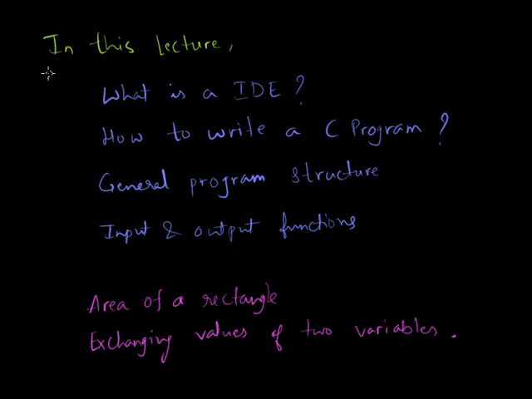In this lecture we are going to learn what an IDE is. We are going to learn how to write a C program. Then we are going to look at the general structure of a C program and the input-output functions, how to use them in C programs. And the following programs which we are going to look at are the area of a rectangle and how to exchange values between two variables.